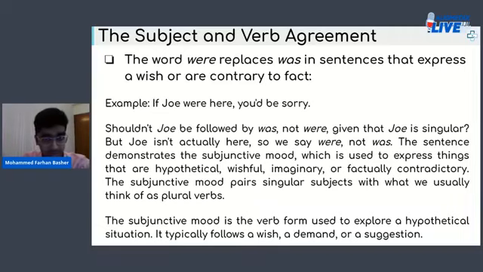What is the subjunctive mood? The subjunctive mood is the verb form used to explore a hypothetical situation. It typically follows a wish, a demand, or a suggestion.